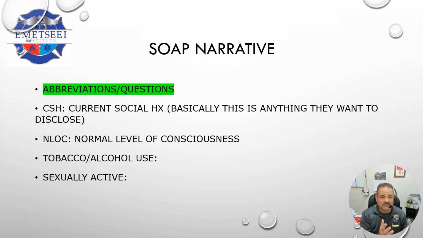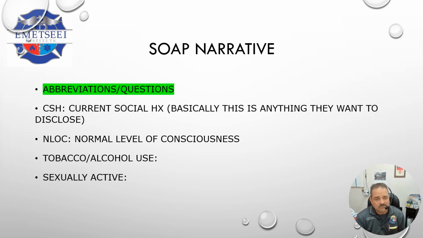So these are good questions to ask when you're dealing with a geriatric patient. Normal level of consciousness: ask the loved one. This is helpful in a stroke. Anybody who has an altered mental status, ask the loved ones, hey, is this the normal level of consciousness for your husband or your wife? Those kinds of things.